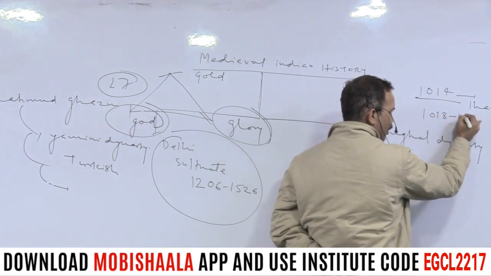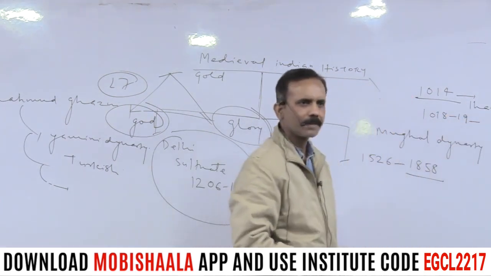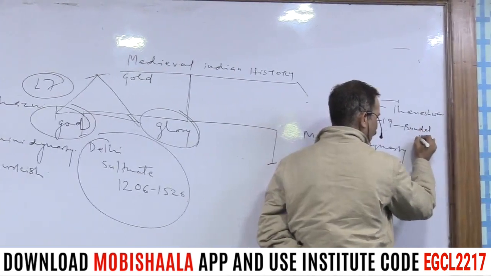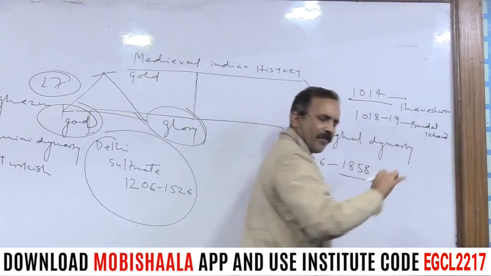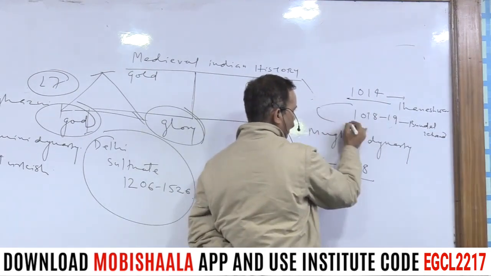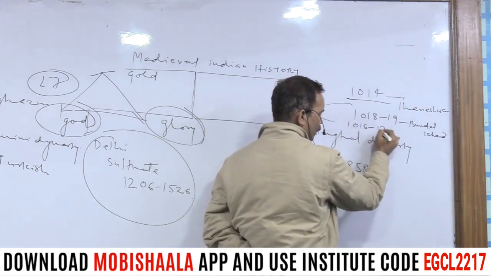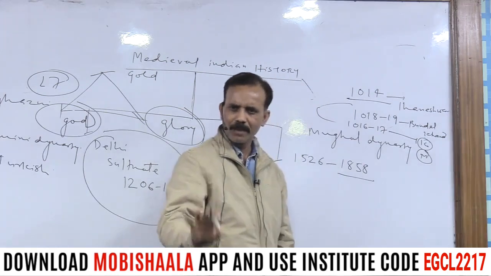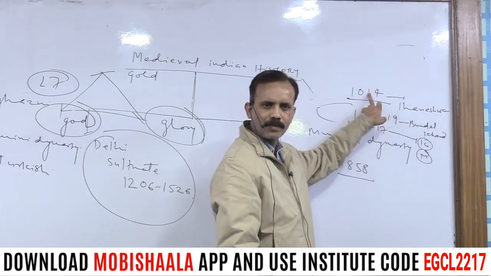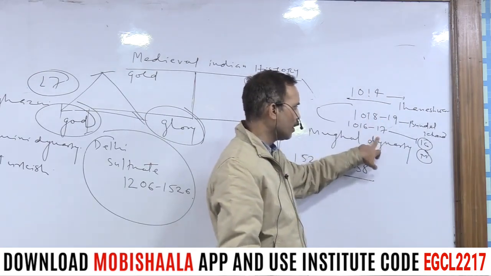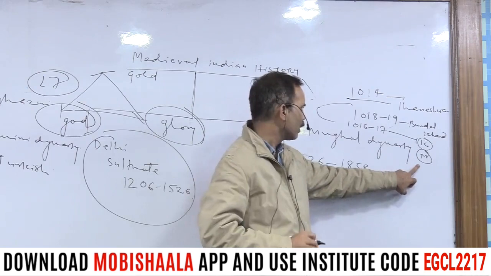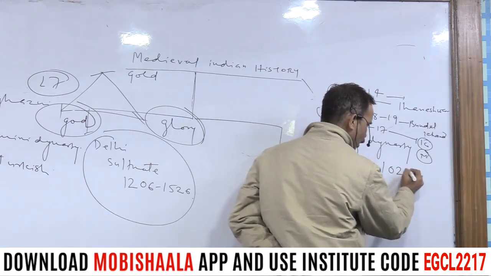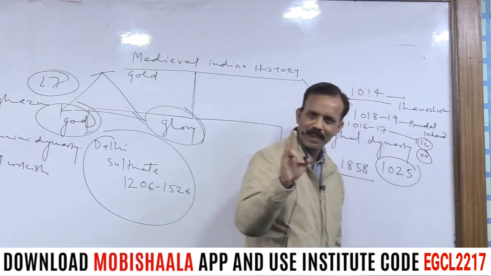1018 and 19 towards what? Bundelkhand. And before Bundelkhand, in 1016 and 17 towards Kannauj and Mathura. Listen to me attentively. Thaneswar 1014, in 1016-17 towards Kannauj, Mathura, and then 1018-19 Bundelkhand, and then famous was in 1025 towards Somnath in Gujarat.